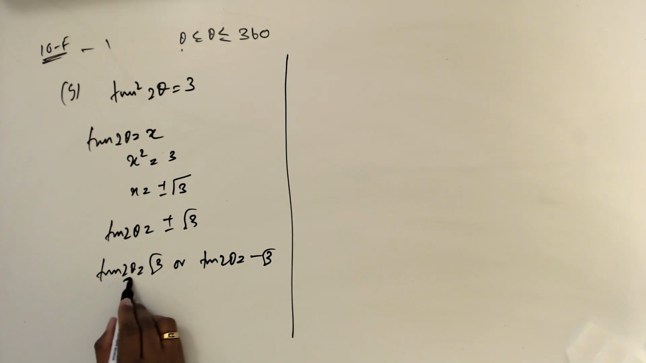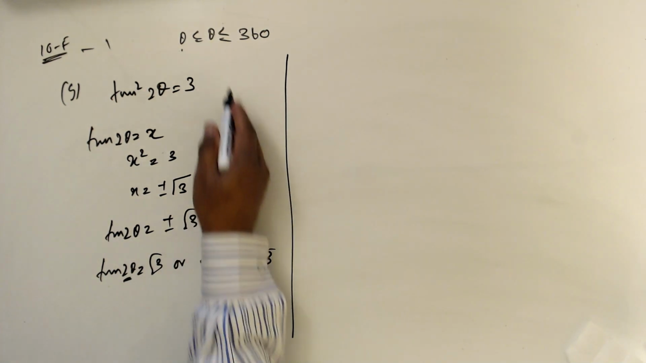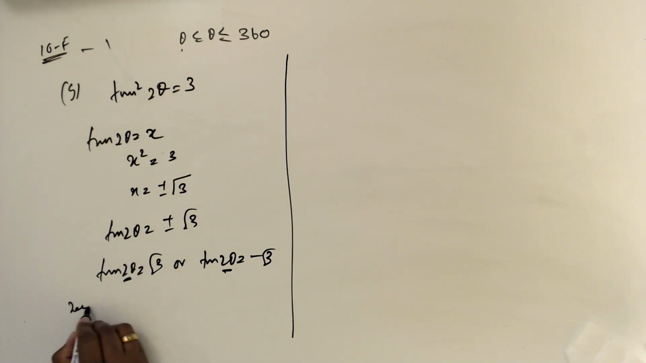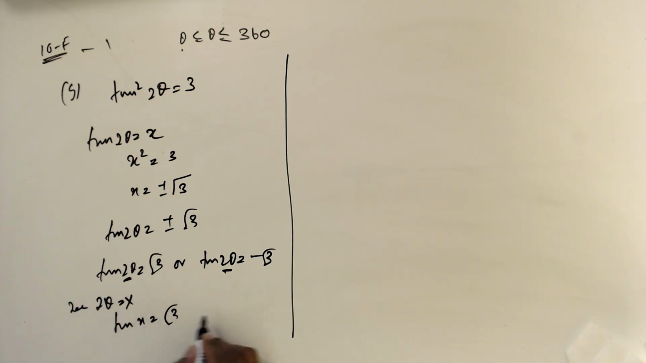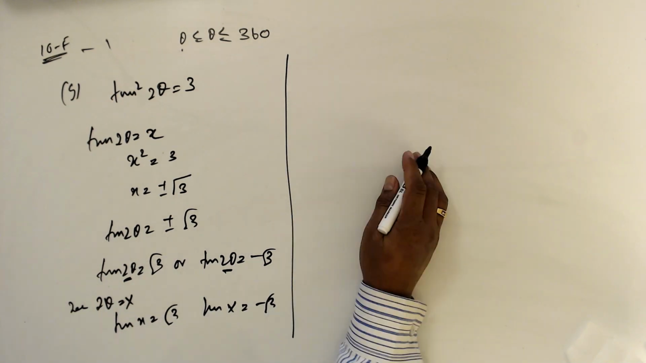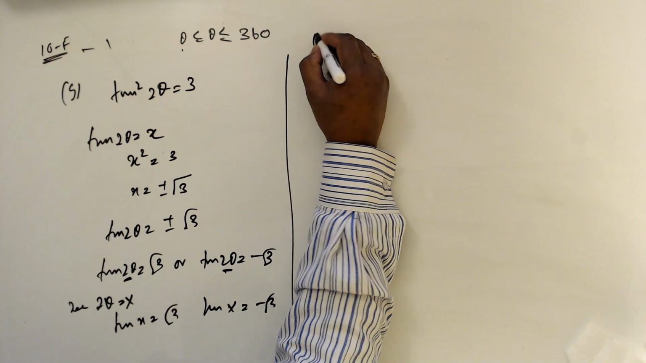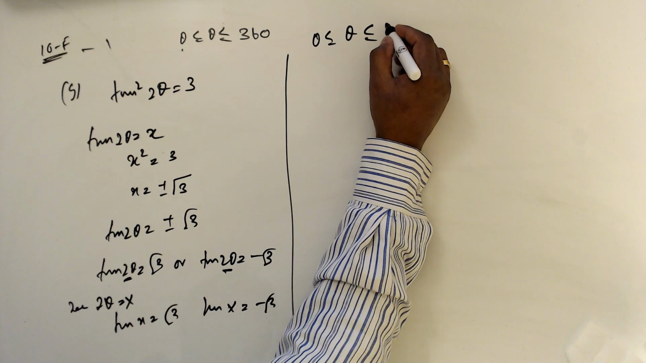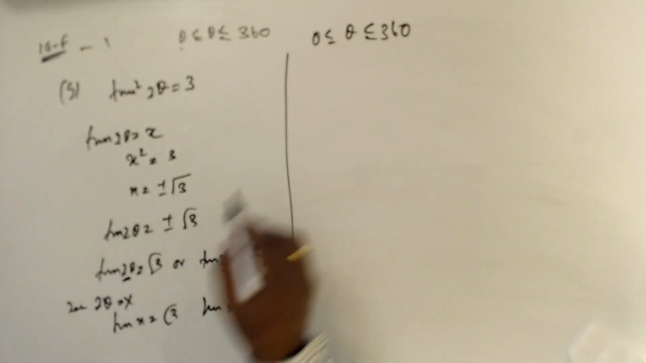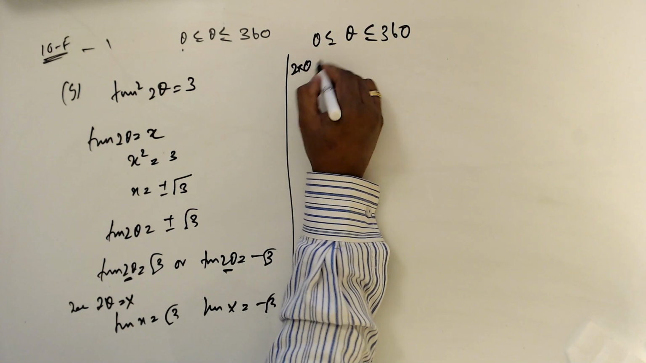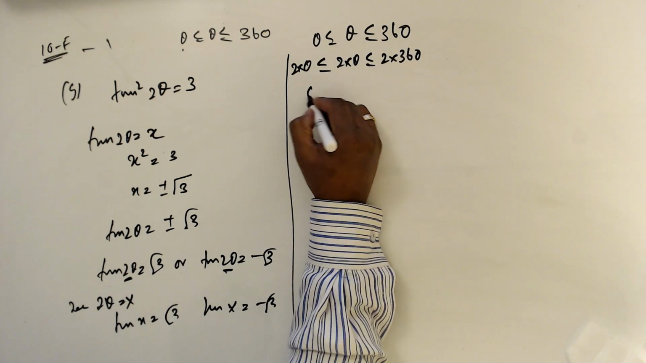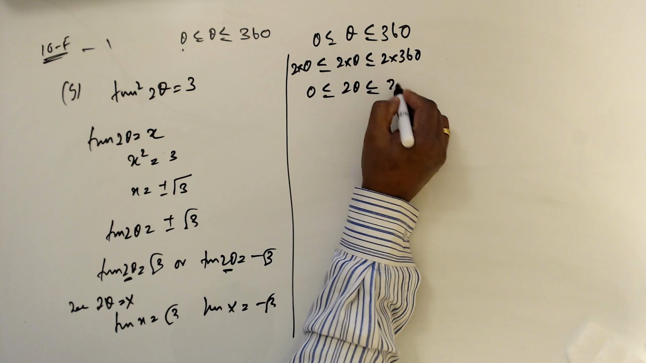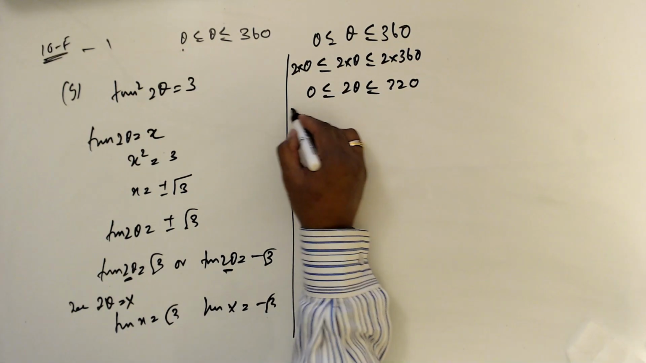If I take now, I can see 2 theta, 2 theta, and this is theta. Now let 2 theta be capital X. So tan X equals square root 3 and tan X equals minus square root 3. Now theta is between 0 and 360. I need now 2 theta, so multiply by 2. So 2 theta is between 0 and 720. So this is the range.